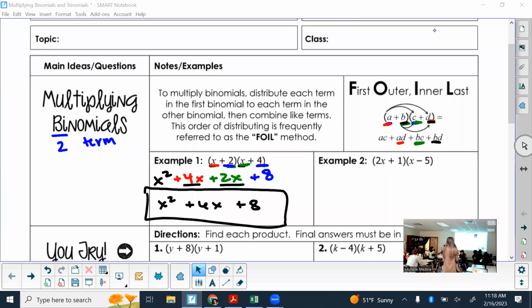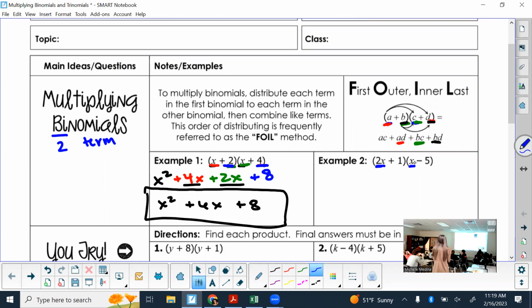So table 6, when they say FOIL, like first, what are they wanting you to multiply together? So, yeah, you got it right, they want you to multiply the 2x times the x first. Okay, so multiply those 2 first. What's 2x times x?